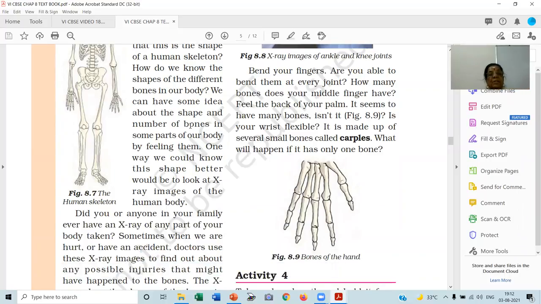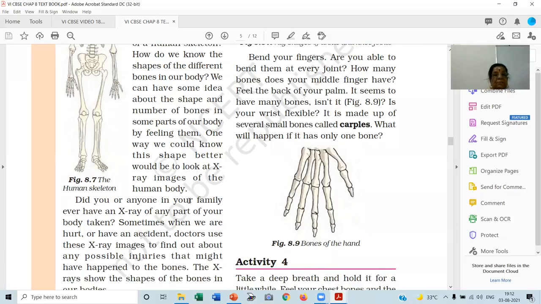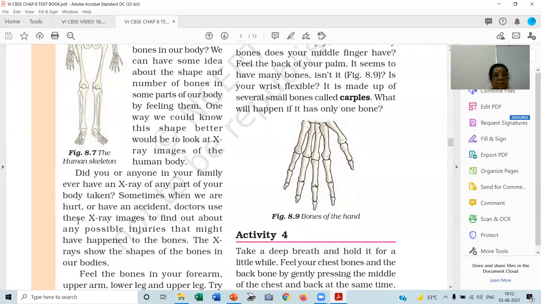We can have some idea about the shape and number of bones in some parts of our body by feeling them. One way we could know their shape better would be to look at X-ray images of the human body. Did anyone have an X-ray in your family? Sometimes when we are hurt, doctors use X-ray images to find out about any possible injuries that might have happened to bones. Right? The X-ray shows the shapes of the bones in our body.